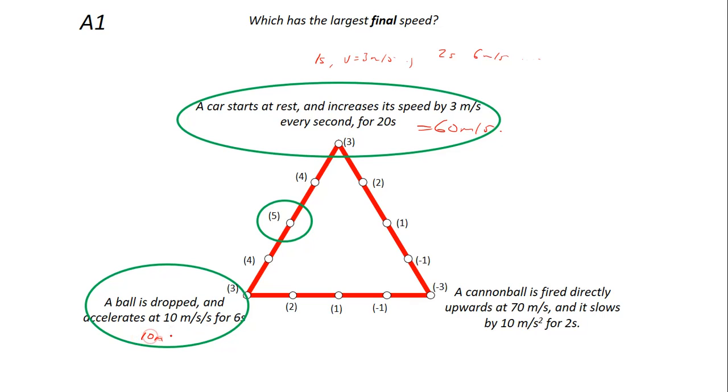A ball's dropped and accelerates at 10 meters a second for every second for 6 seconds. So after 1 second, it's 10 meters a second. After 2 seconds, it's 20 meters a second. After 3, it's 30, and so on. After 6, it's 60 meters per second. So same answers. This one starts at 70 meters a second and it slows down at 10 meters a second for 2 seconds. So after 1 second, it's down to 60. After 2 seconds, it's down to 50 meters a second. That's why that is not the correct answer.